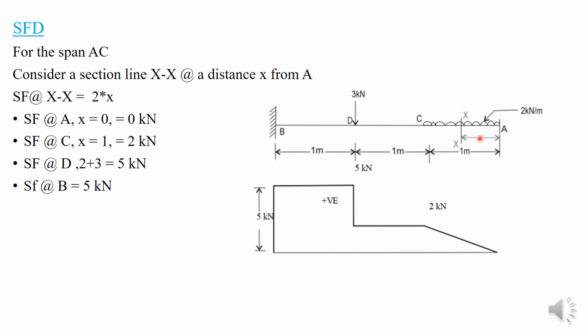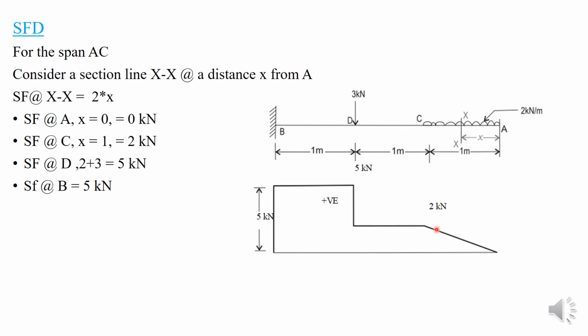In order to get the value of shear force at A, bring the section line to A so that h is equal to 0. So shear force at A will be equal to 0. To get the shear force at C, bring the section line to C so that h is equal to 1 meter, and the shear force at C is equal to 2 kN. So the variation will be from 0 to 2, so it's an inclined line.